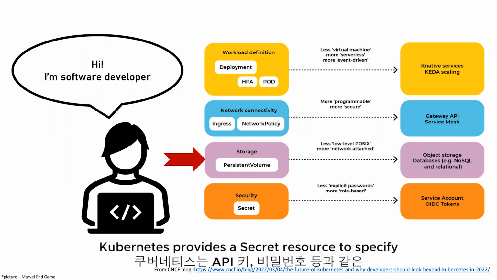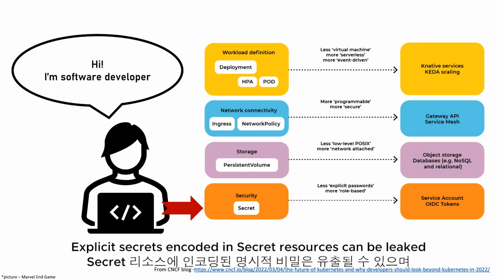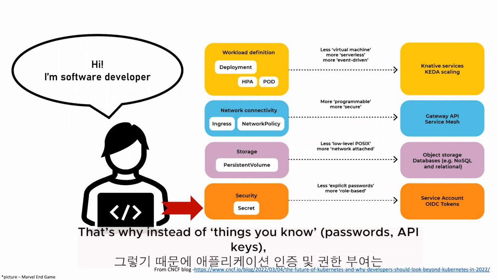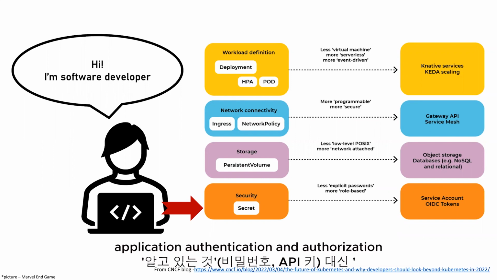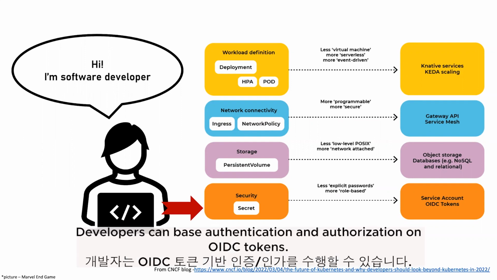Security. Kubernetes provides a Secret resource to specify static secrets such as API keys, passwords, etc. Explicit secrets encoded in Secret resources can be leaked and are troublesome to rotate and revoke. That's why, instead of things you know, like passwords and API keys, application authentication and authorization should be based on who we are. Developers can base authentication and authorization on OIDC tokens.